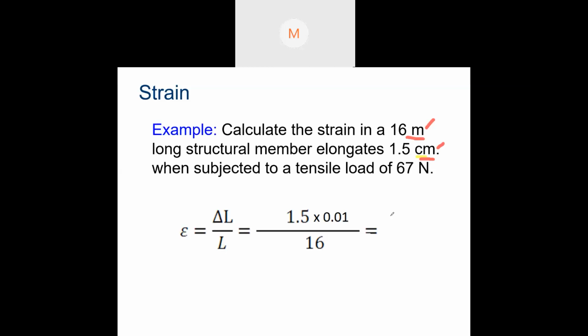The answer is 9.375 into 10 to the power minus 4. So this is the answer. Simple. Now is it clear? Yes, sir.